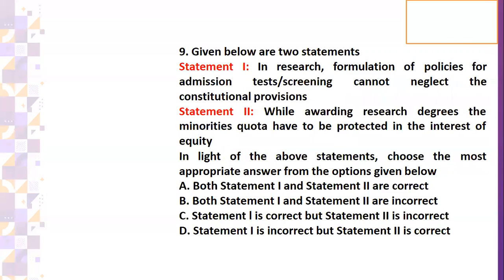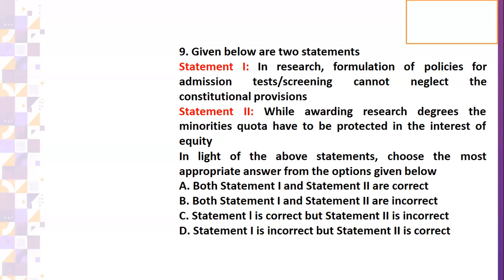Okay, now following are the given two statements. You have to again identify the right and wrong statement. Statement 1: in research, formulation of policies for admission, test or screening cannot neglect the constitutional provision, that is the rules and regulations. Statement 2: while awarding the research degree, the minority quota has to be protected in the interest of equity.